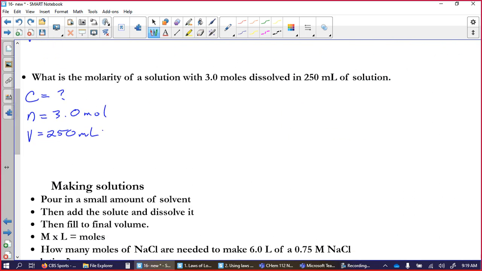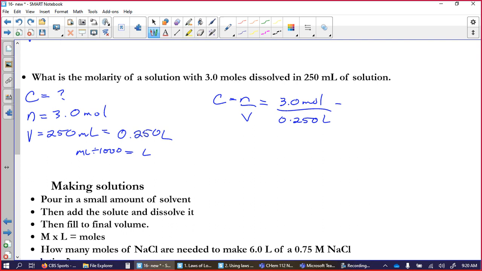So everything that we do in chemistry is generally done in liters. So we need to convert that to liters: milliliters divided by 1,000 equals liters. 0.250 liters. Concentration is moles per volume. Now I know 3 moles, 0.250 liters, 12 moles per liter. So those are kind of the straightforward types.